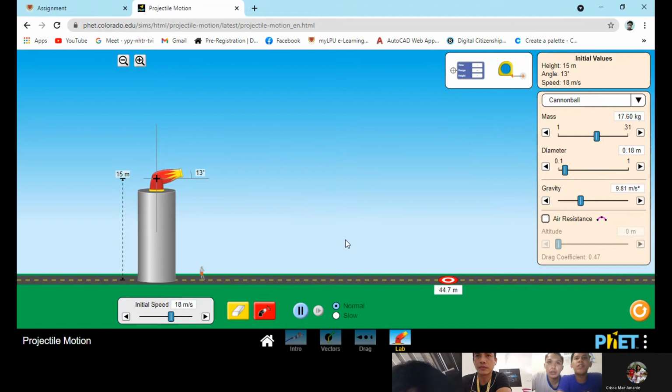So for number 5, describe the horizontal component of the velocity during its motion in one word. So our chosen word is, it is dependent.